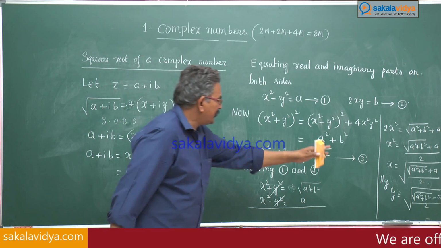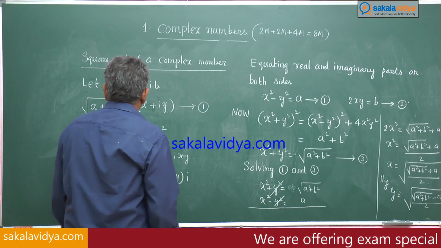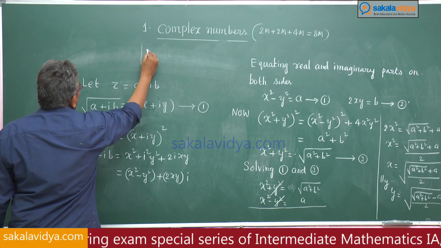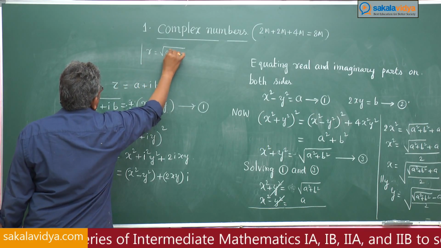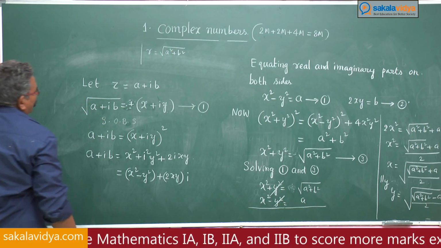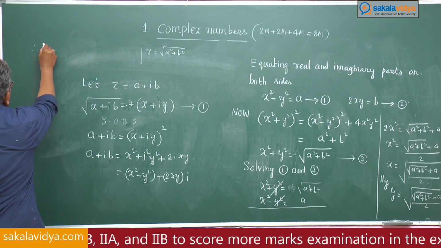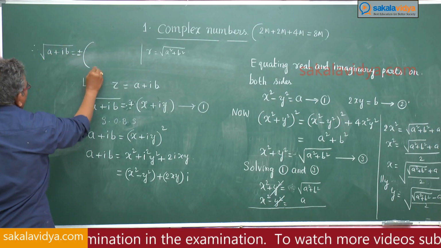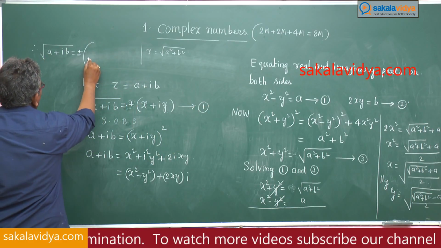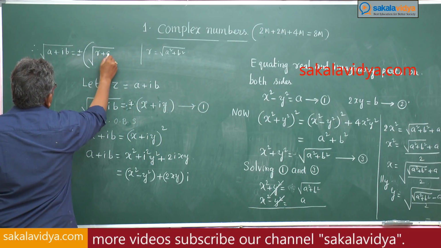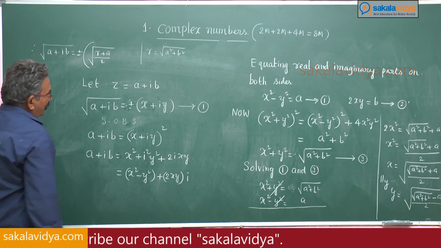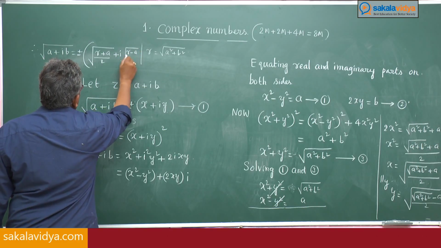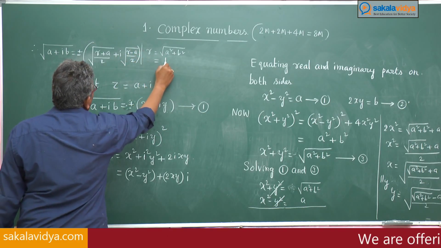So now this can be rewritten as, suppose we take r equal to root of a square plus b square. Now the square root of a plus ib becomes plus or minus x, where x is root of (r plus a) by 2, plus i root of (r minus a) by 2, providing r is equal to mod z, the modulus of z.